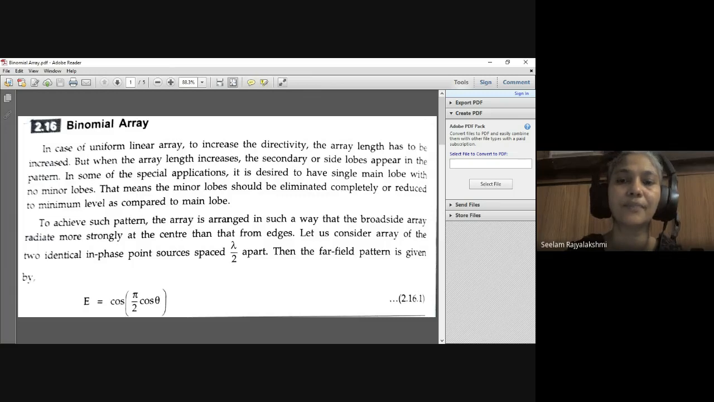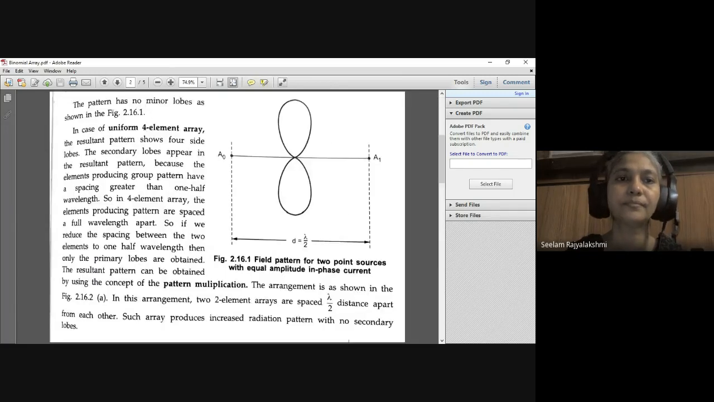Then the far field pattern is given as E equals cos of (pi by 2 into cos theta). So the pattern has no minor lobes here. This is the radiation pattern with two identical in-phase point sources. A0 is one point source and A1 is another point source, arranged with a distance d equals lambda by 2. Here we did not observe any minor lobes. This is the radiation pattern without minor lobes, the field pattern for two point sources with equal amplitude in-phase currents.